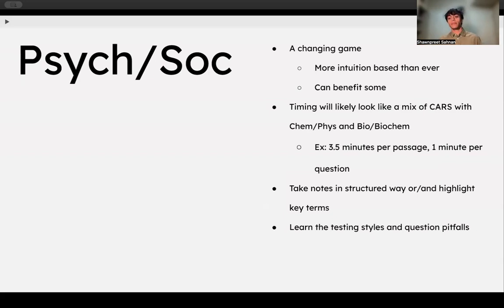Psych Soc is a changing game, like I said. It used to be very similar to BB and CP in that it was very content heavy. It's becoming more intuition based and more like CARS, which can benefit some people who really do well on CARS. I feel it definitely benefited me because I had a decent hold on CARS, and I can attest that a lot of the newer stuff definitely feels a little bit more intuition based.